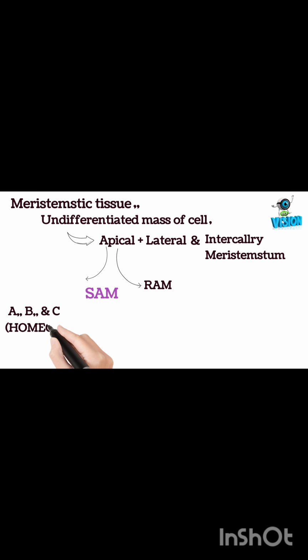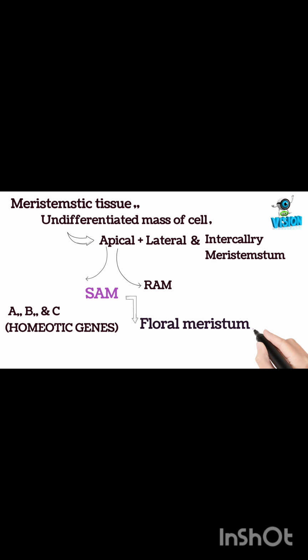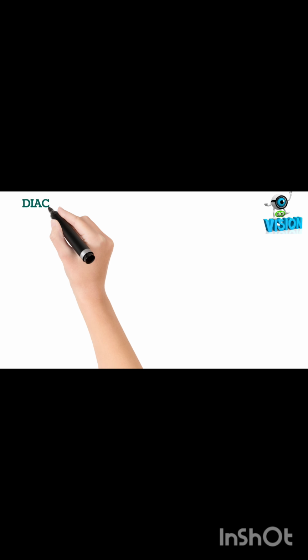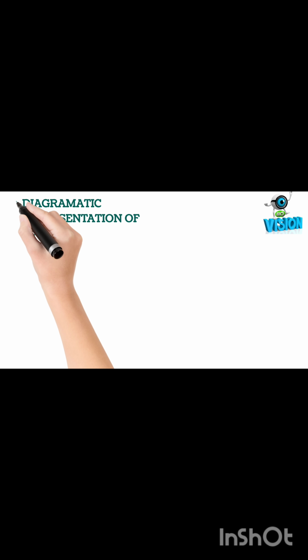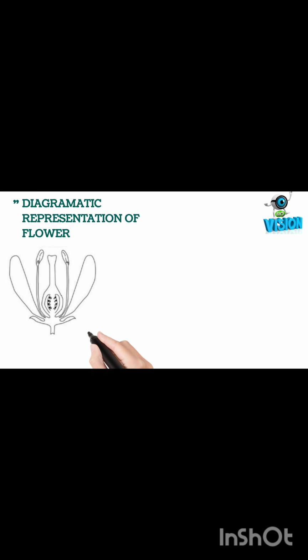These homeotic genes, as already discussed, act on the same region, we can say shoot region, shoot apical meristem, and form flower meristem. Later on, flower meristem continuously divides to form a well-defined reproductive structure called flower. Now before proceeding, let me show you the structure of a normal flower, or we can say the diagrammatic representation of the flower. A complete flower looks like this.